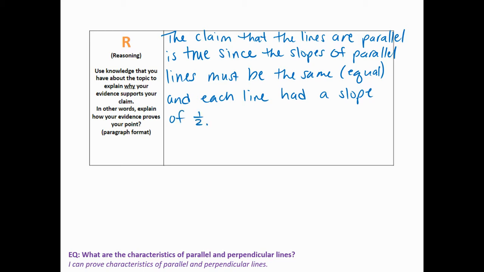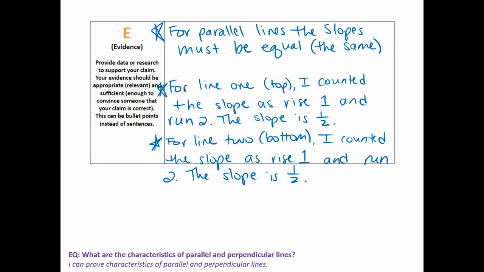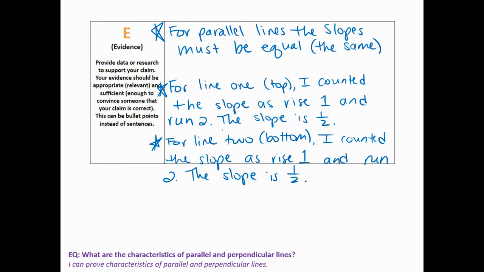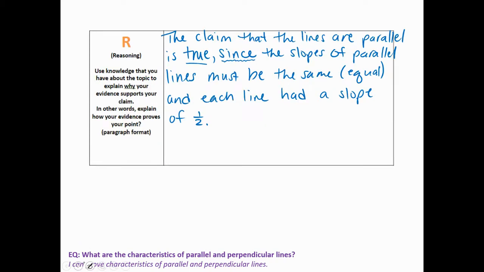1/2. So just to clarify, at the beginning I say that the claim is true, and then here's that key word, my since, this is my reasoning: since the slopes of parallel lines must be the same. If we go back to our evidence, that was our first bullet point, the slopes must be the same. And then, here's the remaining evidence, and each line had a slope of 1/2. And that was the second part of my reasoning. Those 2 other bullet points, the 2 other stars, each line had a slope of 1/2. So there you go. There is our CER.